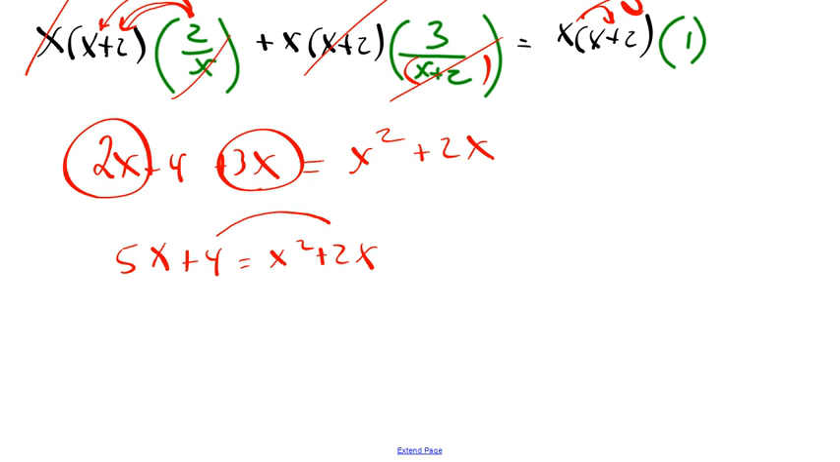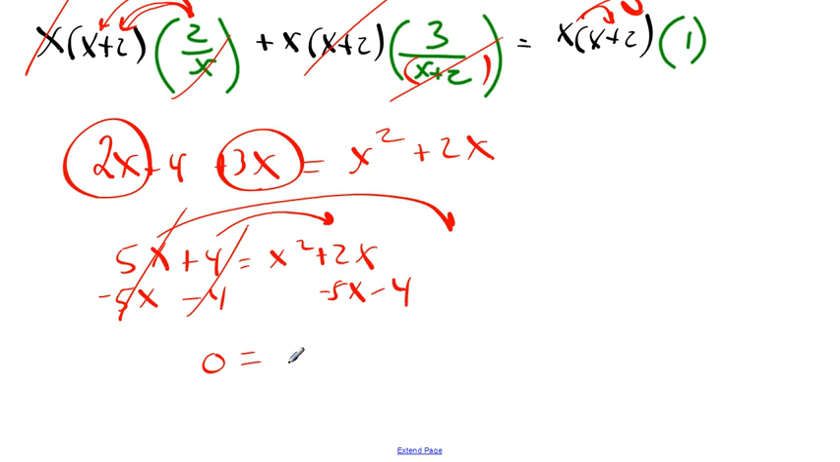So now let's move this 4 over here by subtracting 4 from both sides. And I'm going to move this 5x over here by subtracting 5x from both sides. Okay, so we get 0 equals x squared minus 3x minus 4. And what form is this called right here? Standard form. Very good. So we want this in standard form before we start to solve this.